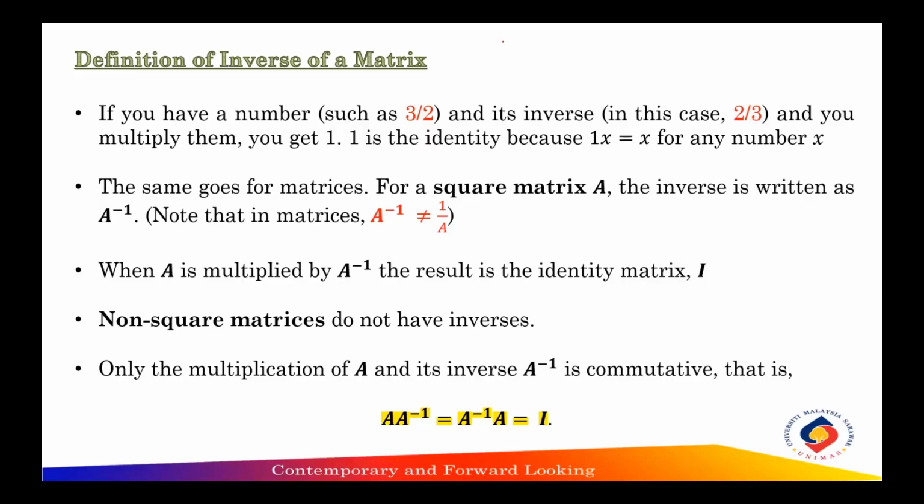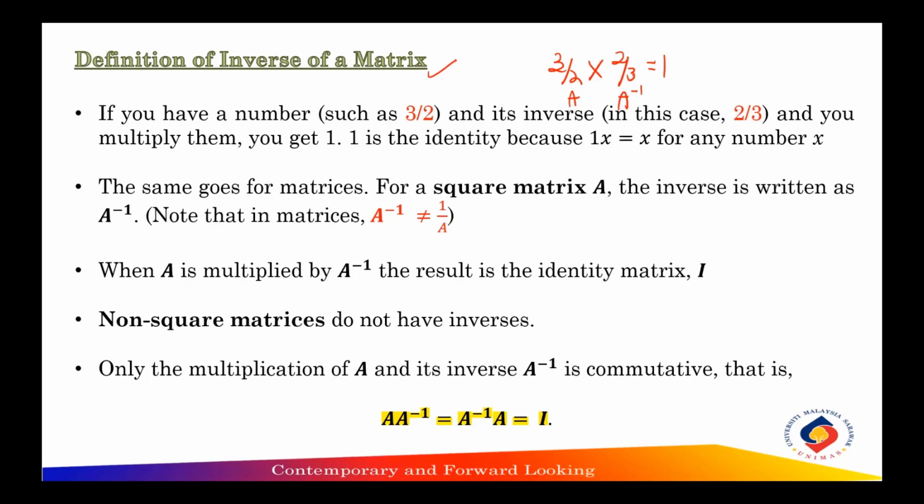Okay, in 5.3, firstly I want to talk about the definition of the inverse of a matrix. Let me start by giving you a situation. Let's say you are given 3 over 2, and its inverse is 2 over 3. Let's say this is A and this is the inverse of A. When we multiply these two values, it will give you 1.